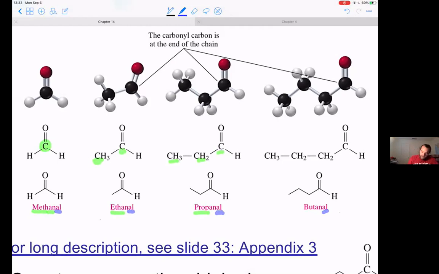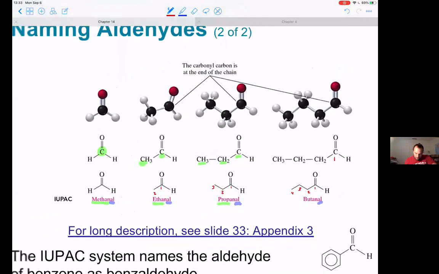And again, I don't have to include the number of where this functional group is located because it's always going to be on the end. So it's always going to be on carbon 1. Right, so that kind of makes it a little bit easier.